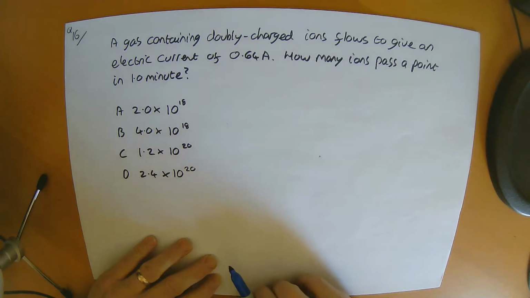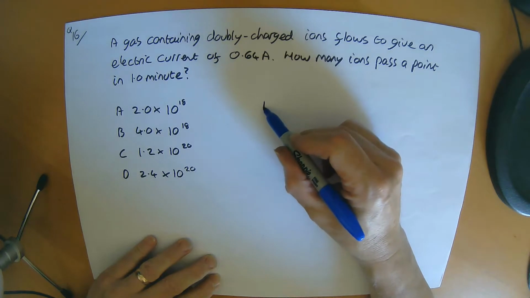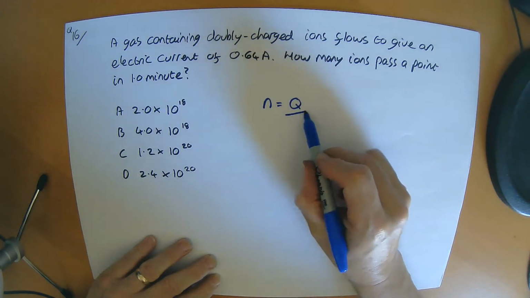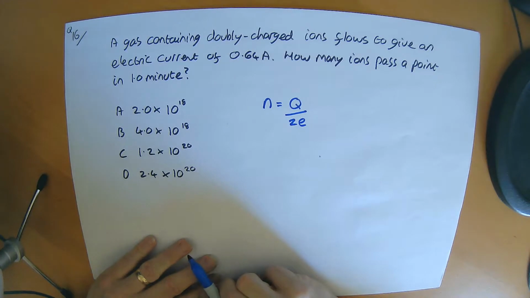Okay, so with this one we can start first by thinking that the number of particles which pass a point in a minute is the total amount of charge divided by the charge of each particle, which is 2e, to give you the number of particles.